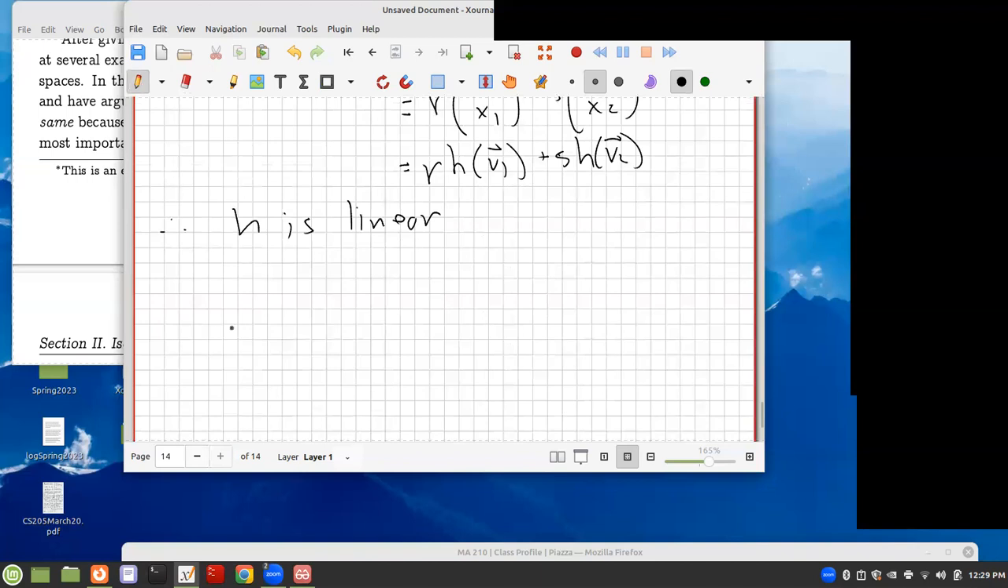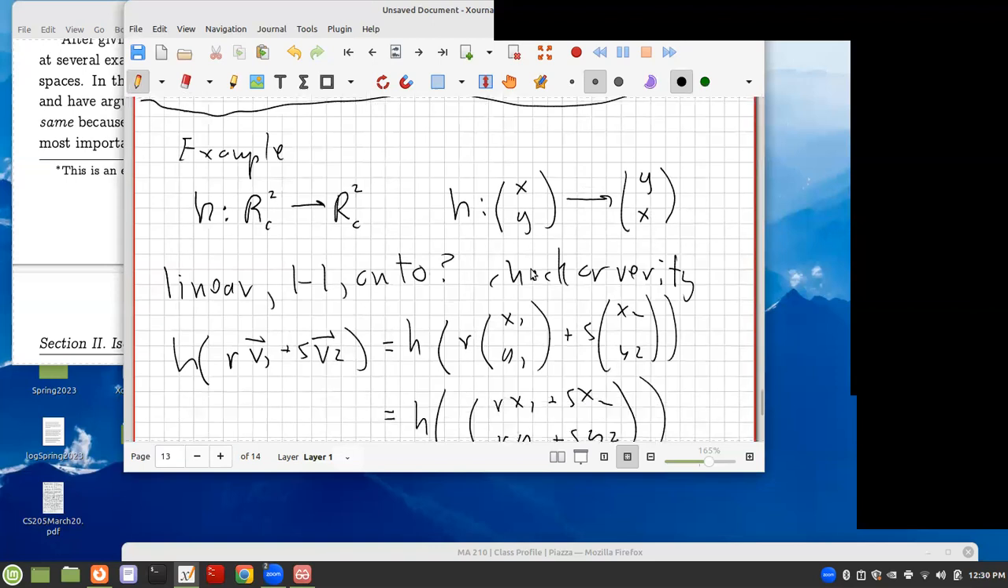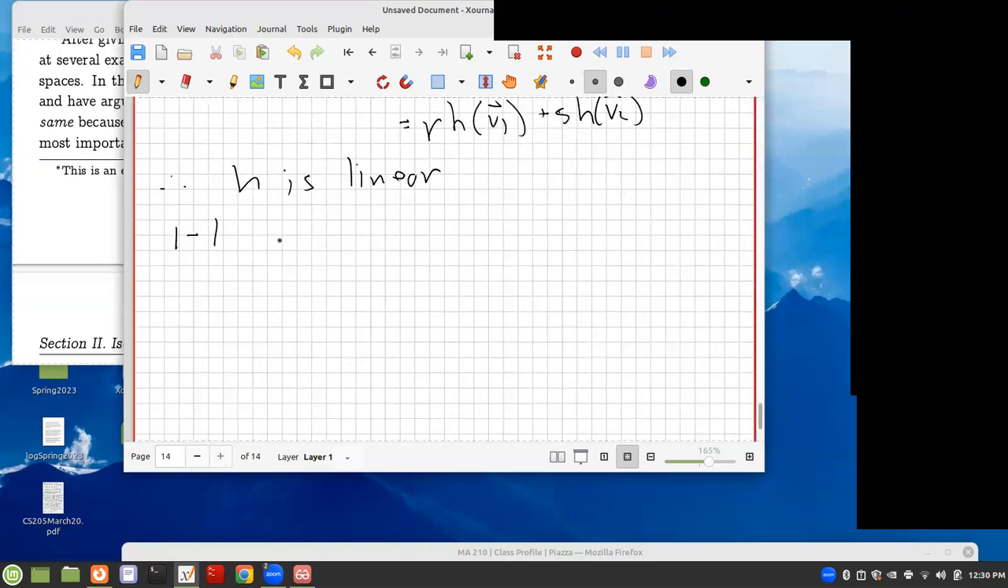Okay, and then let's check one-to-oneness. How do we check one-to-oneness? We have to check that if the image is the same, the original vector is the same. One-to-one means that if H of V1 equals H of V2 for any V1 and V2, then V1 equals V2.